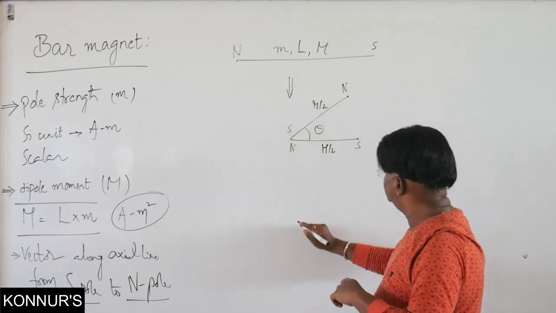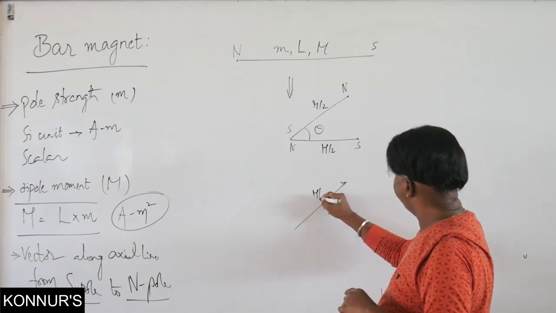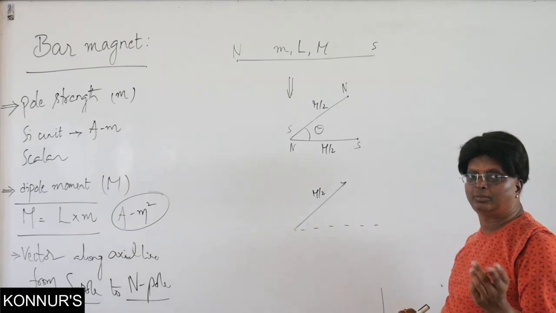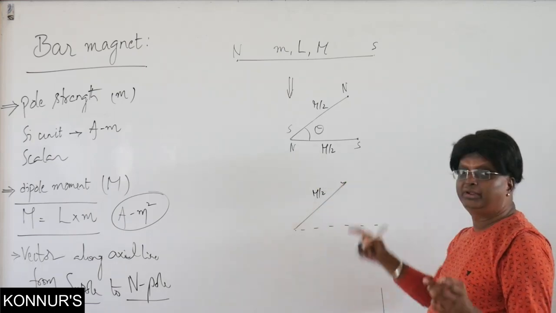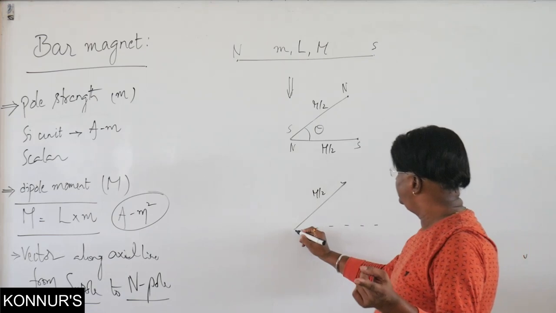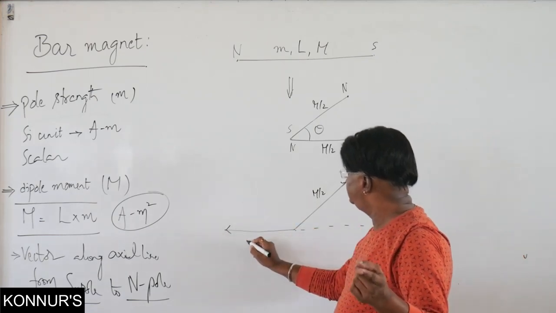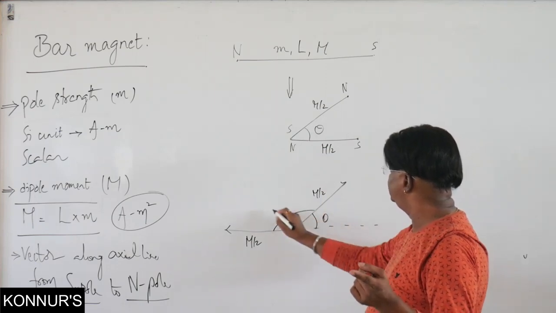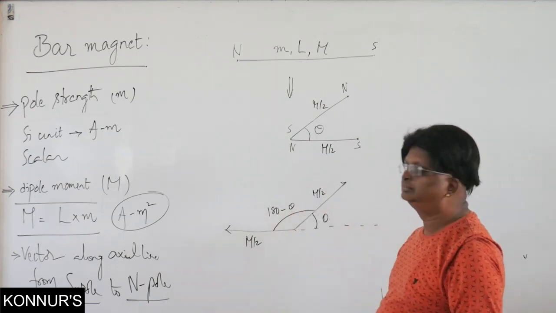This is M by 2. Is that okay? This is M by 2. But now here, in this case, this is not M by 2. Remember why? Because it is North and South, and it is from South Pole to North Pole. Therefore, this is the second vector with M by 2. And this angle is going to be theta. Therefore, this angle is 180 minus theta.